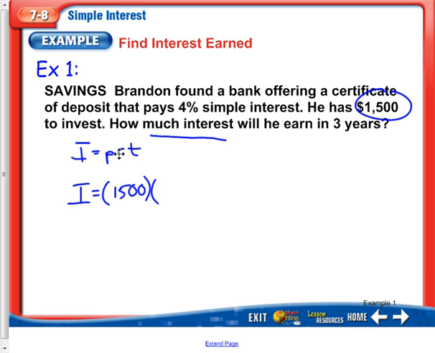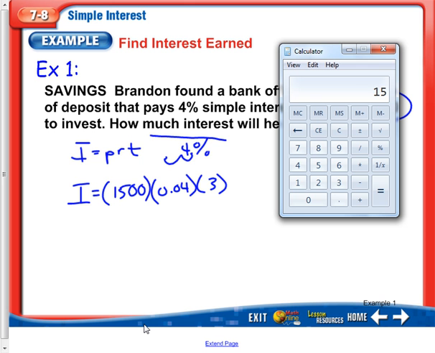Now, we're looking for R, that's our rate. But rate is always written as a decimal. So 4% is going to be written as, move it once, move it twice, 0.04. And then T is time, and time always has to be in years, so this does say 3 years, so then we can just put the number 3 in, and it's fine. So all we have left to do is go ahead and multiply. So we have 1,500 times 0.04 times 3, and that gives us 180.